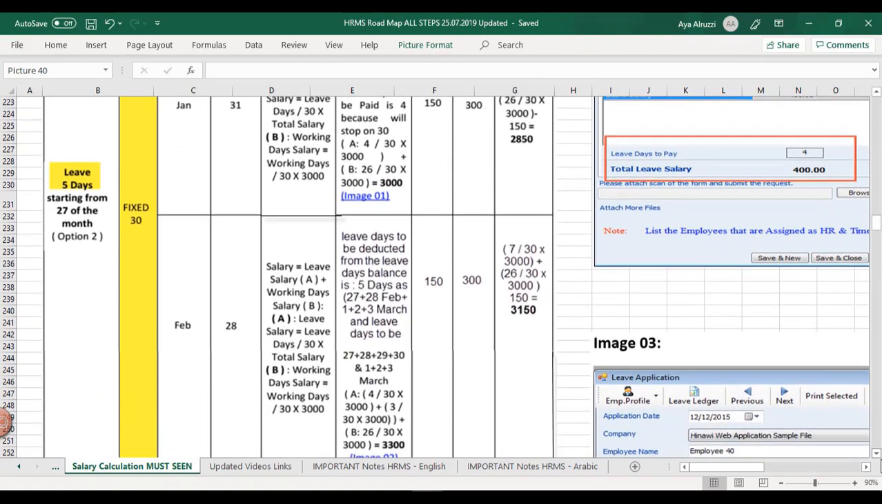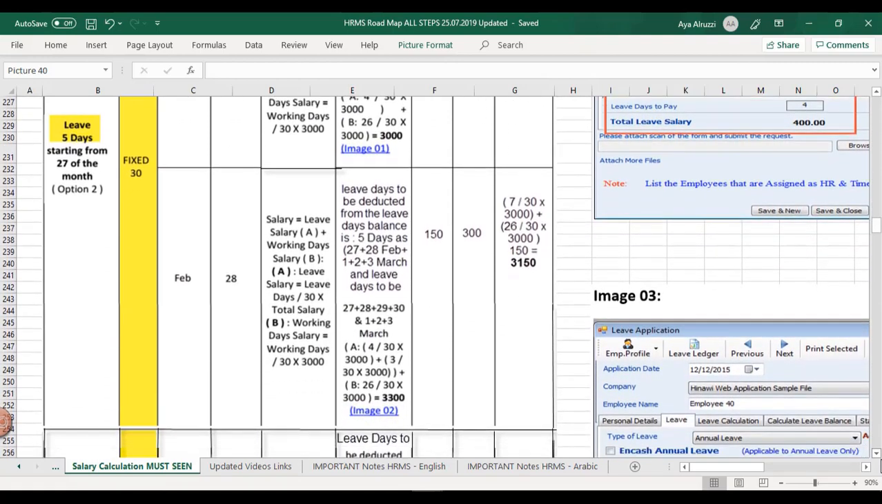Let's see here in February, which contains 28 days. Leave days to be deducted from the leave balance is 5 days, since they are 27, 28, 1, 2, and 3 of March. And notice here, leave days to be paid is 27 plus 28 plus 29 plus 30 plus 1, 2, and 3 in March. So that's why here in part A, the leave days are 4.